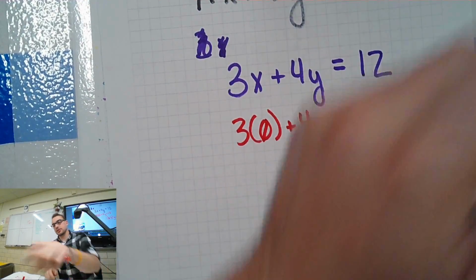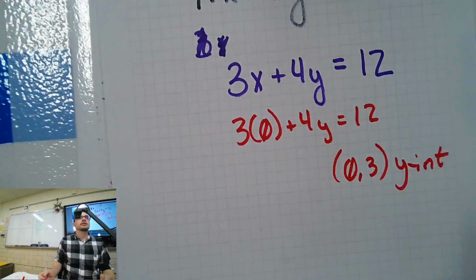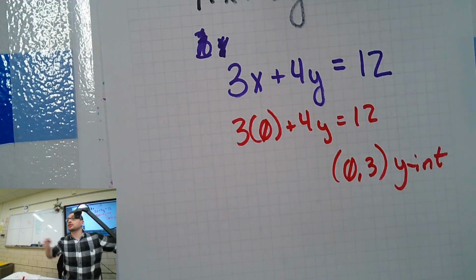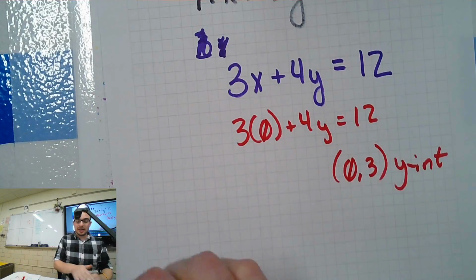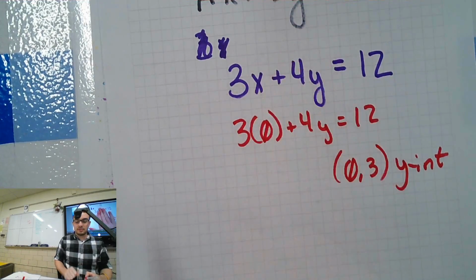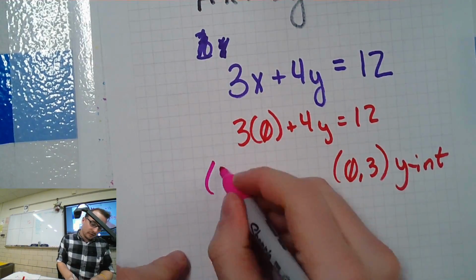What if I want to find the x-intercept? All x-intercepts have 0 for y, because they're somewhere on the x-axis, but nowhere up and down. So 0 here. What's 0 times 4? So again, it goes away. What does x have to be? It has to be 4.